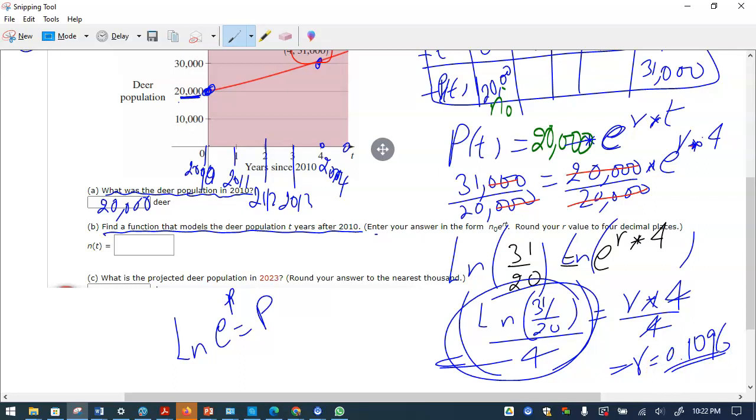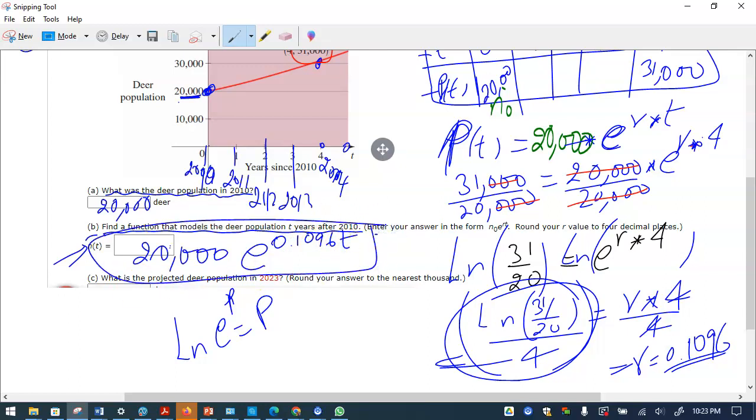So this B will be equal to this population. Oh, they give you N(t) and I wrote P(t), but that's fine. So this is 20,000 e raised to 0.1096t. Okay, and you're done.